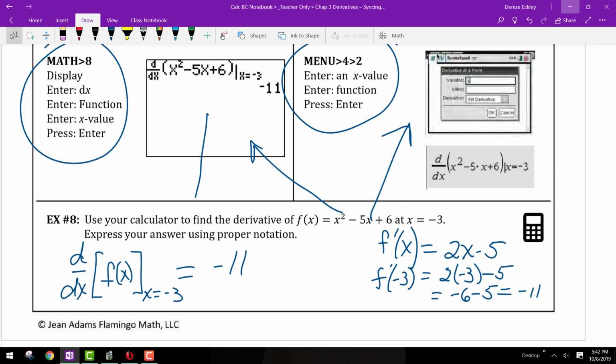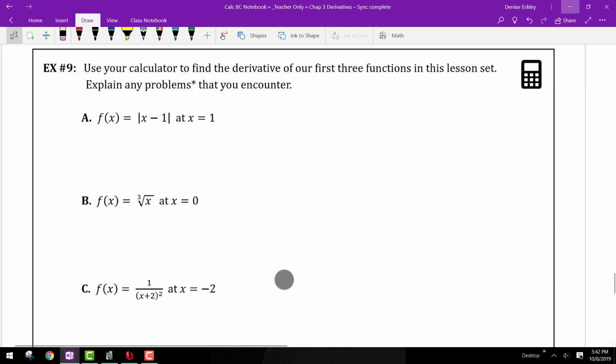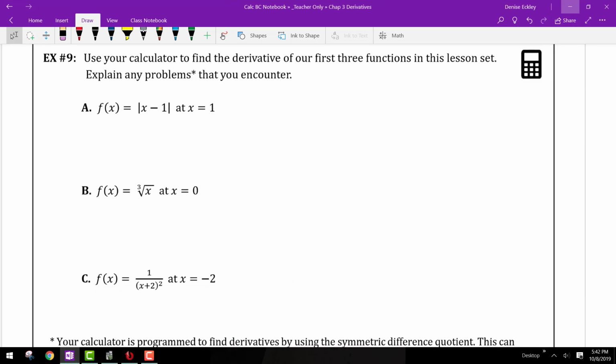Okay, so next example is just going through and doing this, but if you notice, I have a little caveat here that says explain any problems that you encounter. And what that is saying is there are times when this isn't the best way to do this. So if you get a weird answer, if you have your calculator to begin with, you might want to graph it.